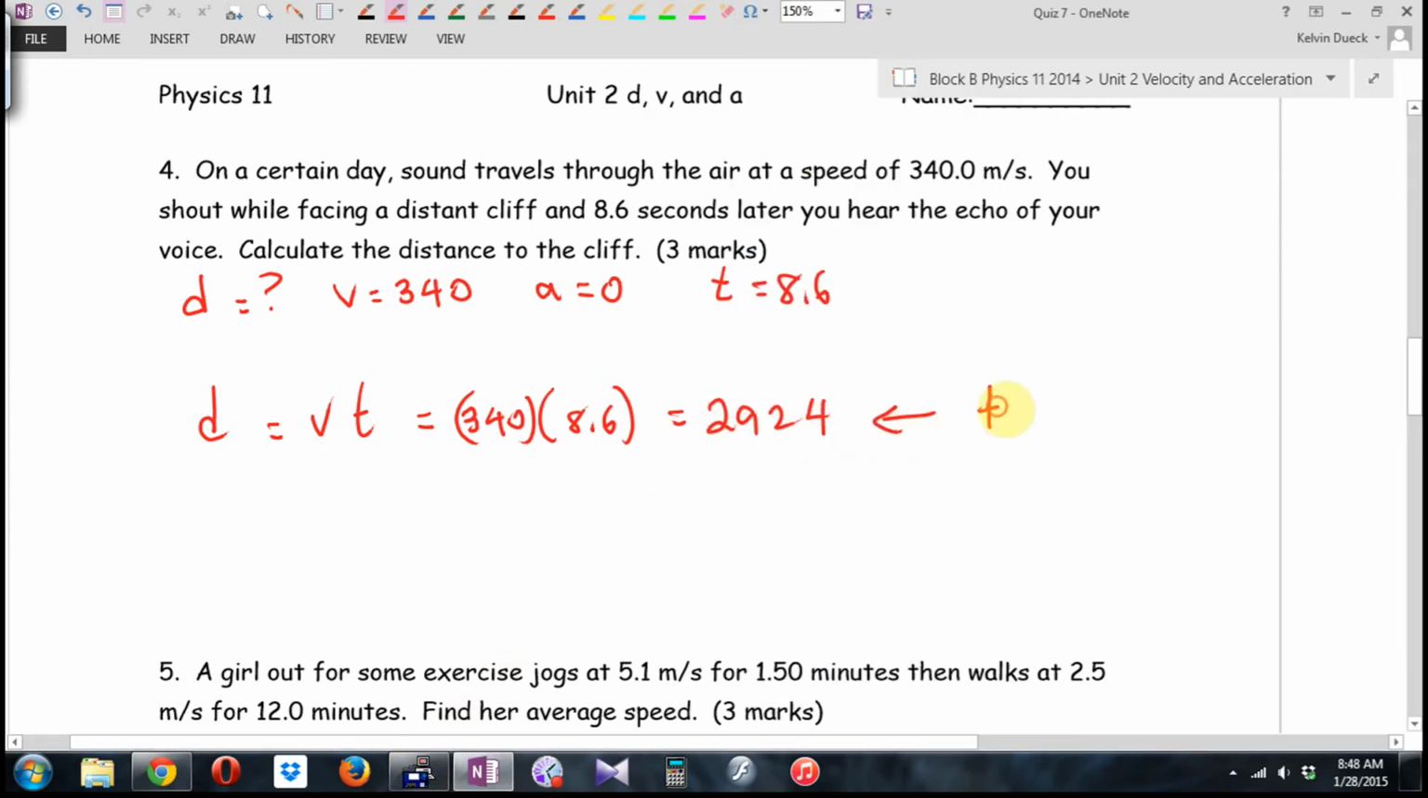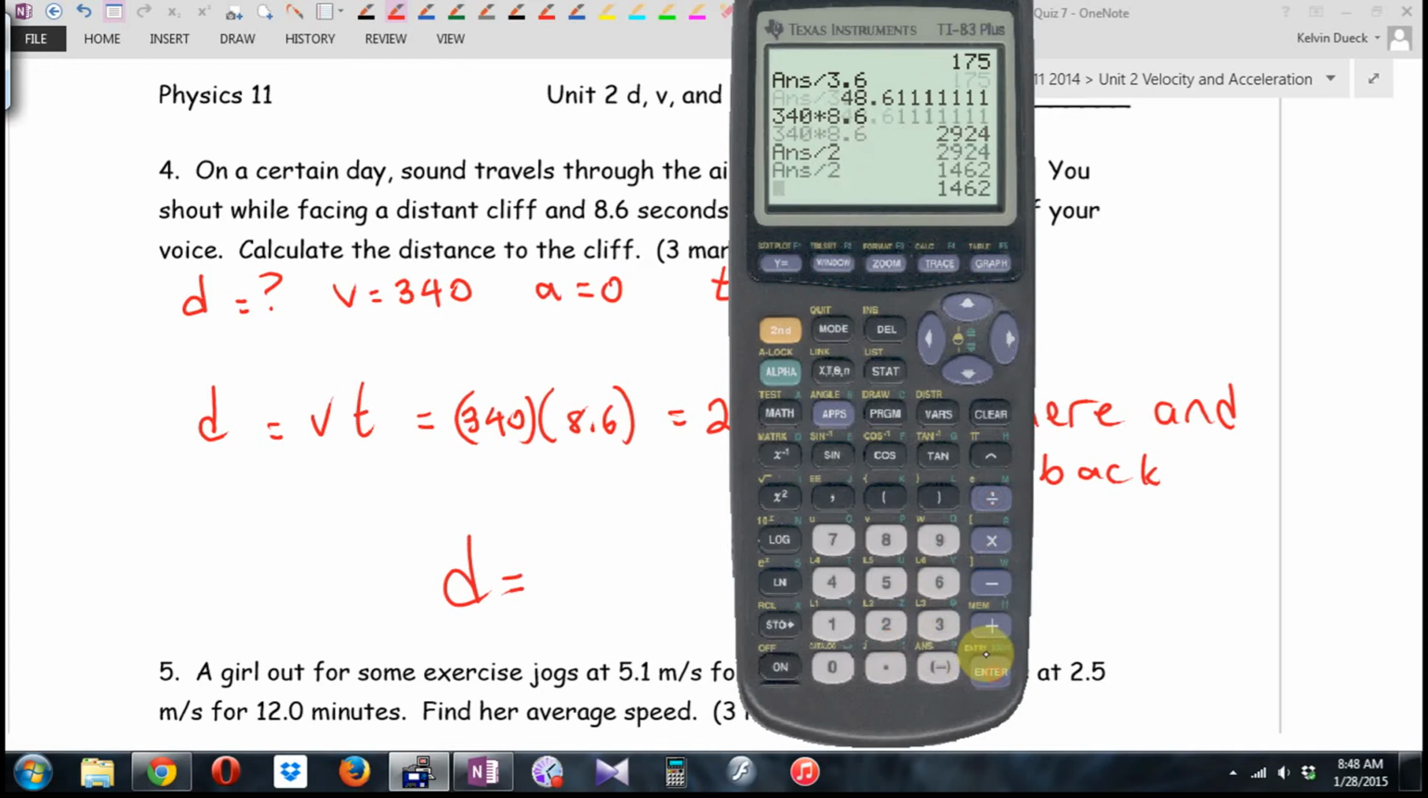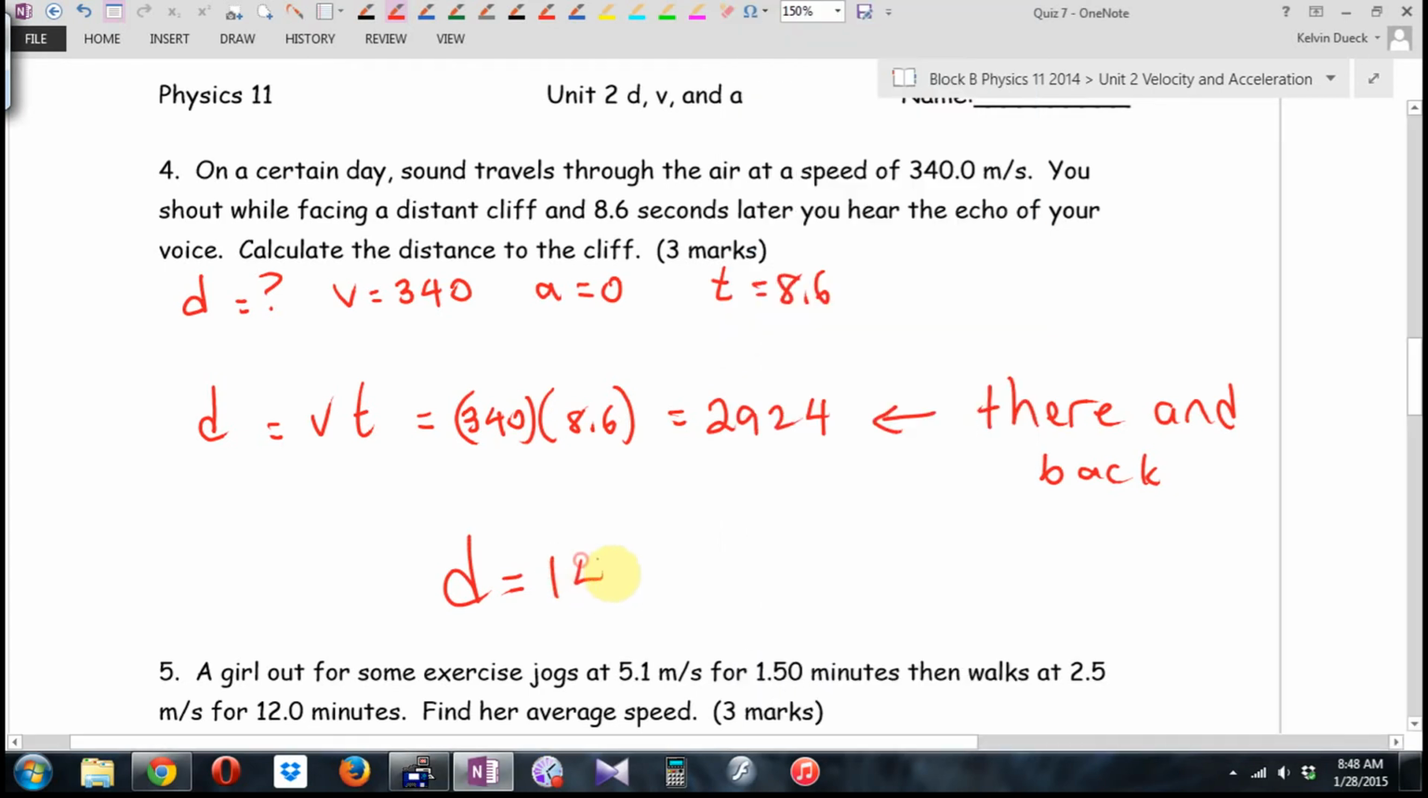But that's, so the actual distance is 1,462 meters. If you got that, that gets you 3 out of 3. Otherwise, 1 mark, 1 mark, 1 mark. So if you didn't divide by 2, if your answer is too big, you get 2 out of 3.